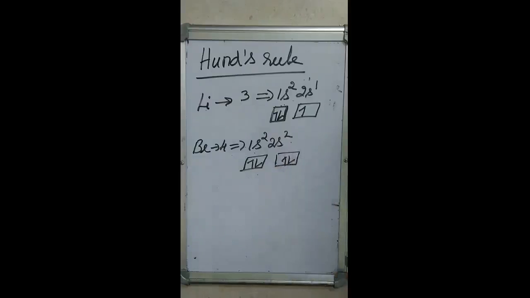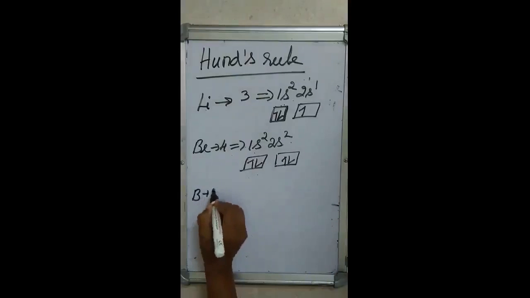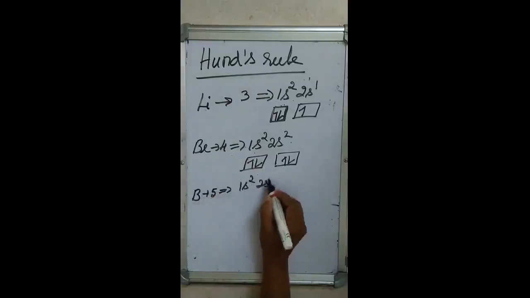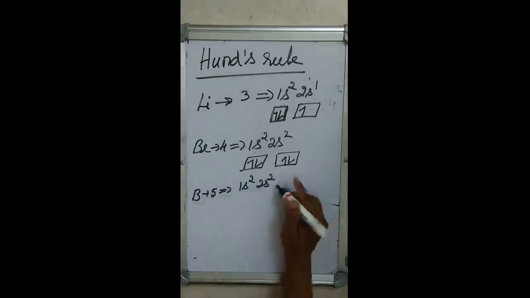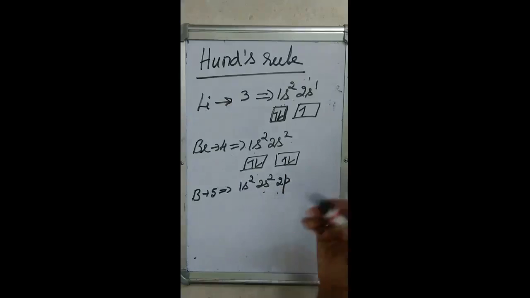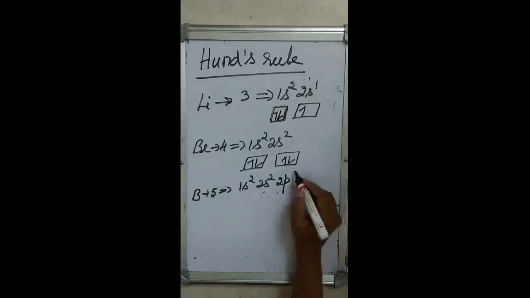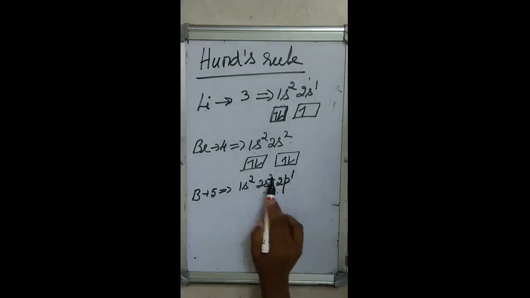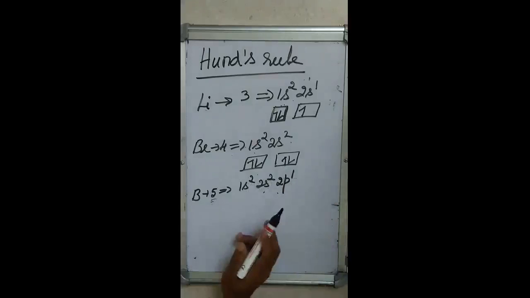2 more electrons I have to write. Now after beryllium it is boron. So atomic number is 5, 1s2, 2s2. Now 4 I finished. Now I am moving to the next, because s has capacity to fill only 2 electrons. So now I am moving to 2p. So in 2p, how many electrons should I fill? Only 1. So 2 plus 2 is 4, 4 plus 1 is 5. So 5 electrons I filled.